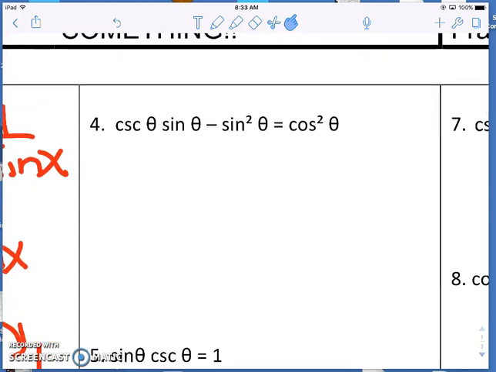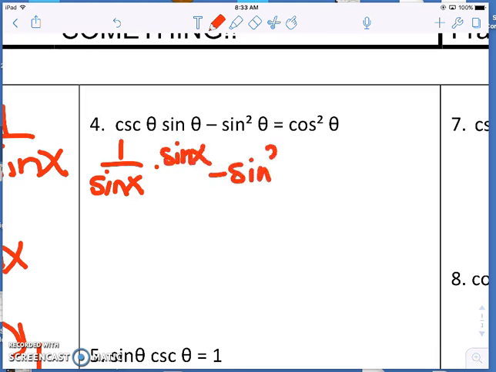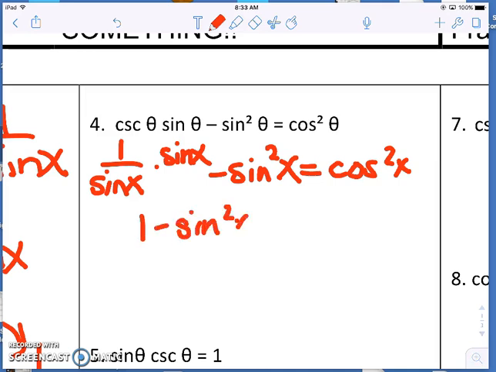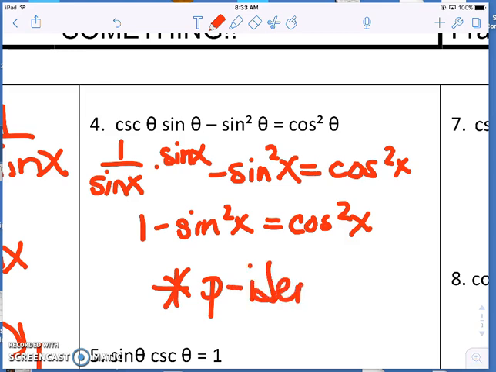So let's see, number 4 here. Cosecant of x, 1 over the sine, I'm just going to switch this to x, times the sine of x, minus sine squared of x, equals cosine squared of x. Well, sine over sine, so that's 1 minus sine squared of x equals the cosine squared of x. Well, that is the Pythagorean identity, so we're done.